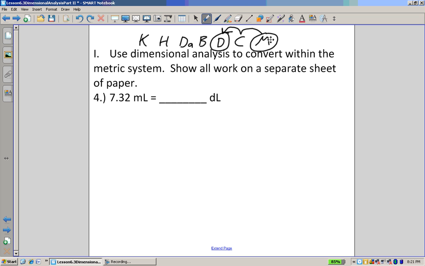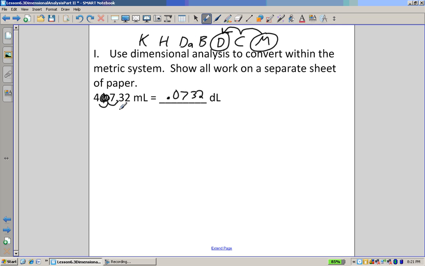Now, I also am going to be taking my decimal point, 1, 2, to the left, and fill with a 0. We have 0.0732 deciliters. Now, if you count tenths, hundredths, thousandths, ten-thousandths, this reads 732 ten-thousandths of a deciliter.